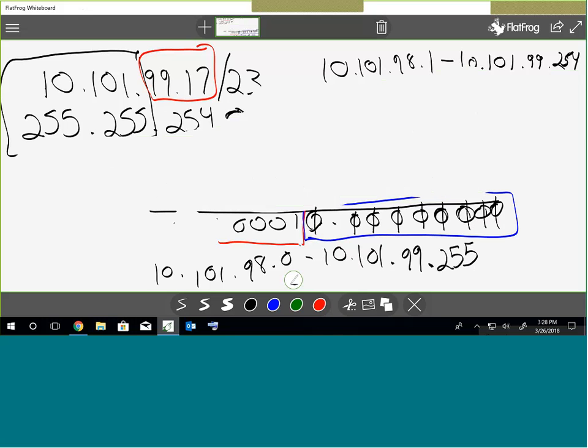I didn't mean to write it through there like that. Let me change this back. And now you know that that's the broadcast ID. So then you can say, well, guess what? The first usable is 1, the last usable is .254. Does that make sense, Raymond?